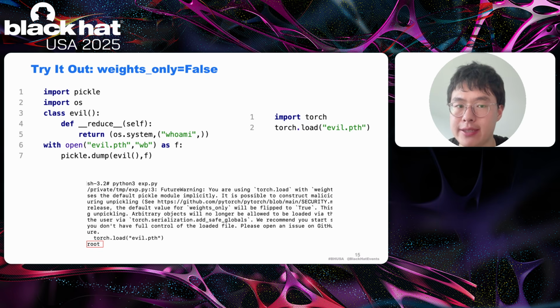Here, let's try to use weights_only. You can see that by default weights_only is set to false, and we can easily get RCE via an evil pickle module. You can see that we just use the __reduce__ magic method, and we will execute a whoami command. We save the module and load the module, and you can see that we successfully executed the command and we get the result root.